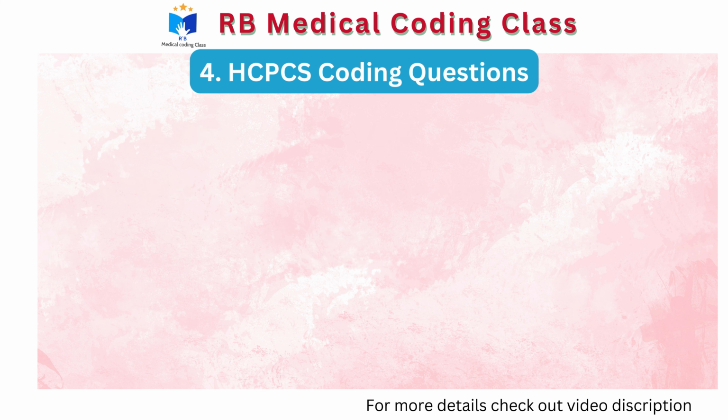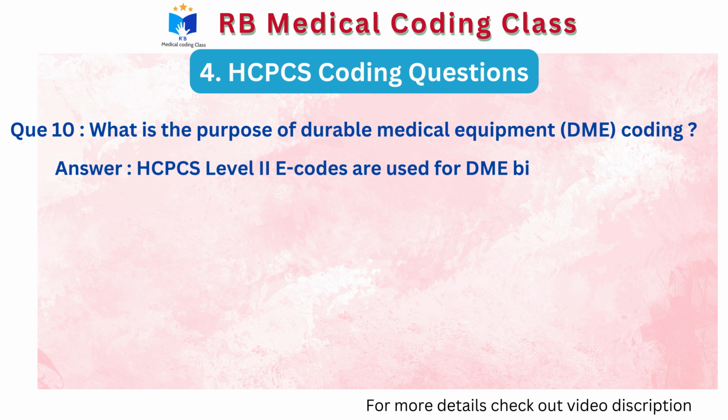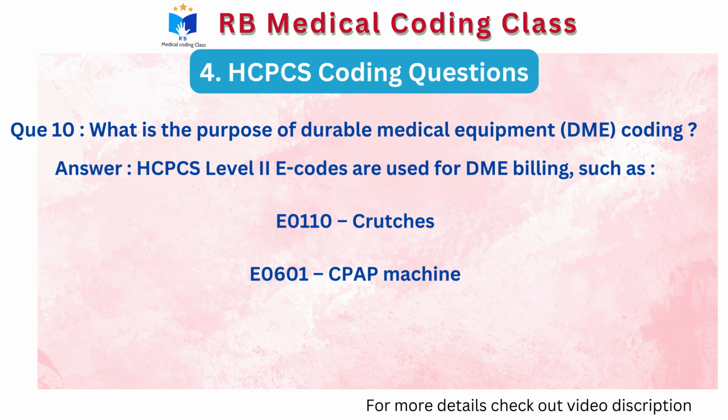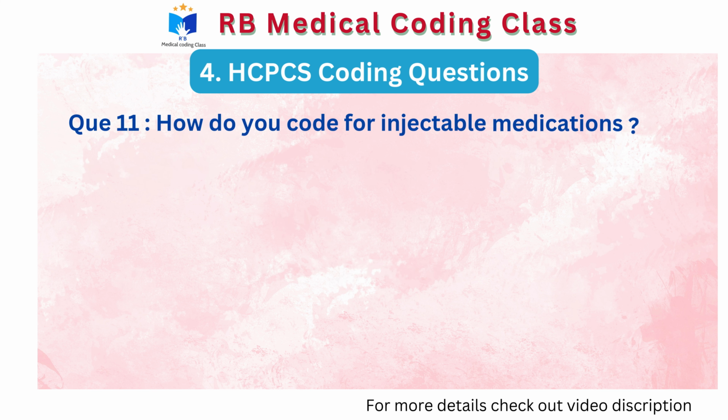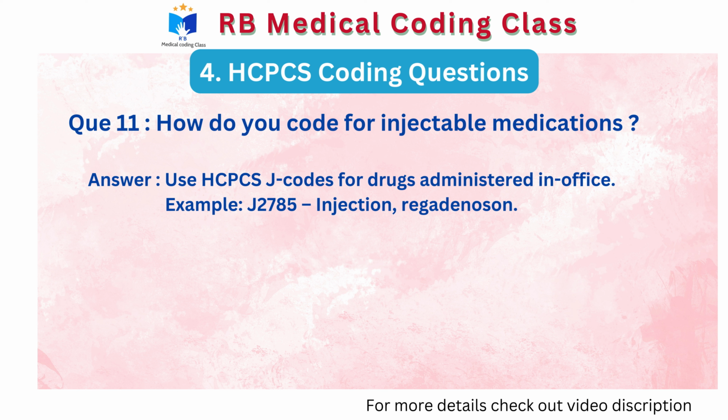4. HCPCS coding questions. Question 10. What is the purpose of durable medical equipment, DME, coding? Answer. HCPCS Level 2 codes are used for DME billing, such as E0110 crutches, E0601 CPAP machine. Question 11. How do you code for injectable medications? Answer. Use HCPCS codes for drugs administered in office. Example, J2785 injection, regadenoson.